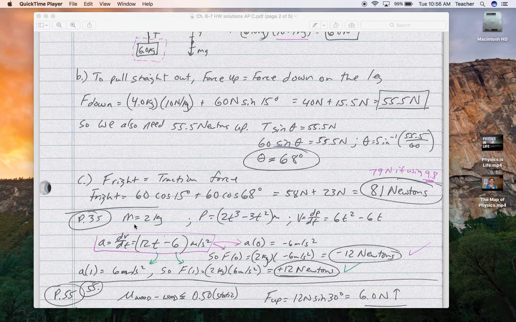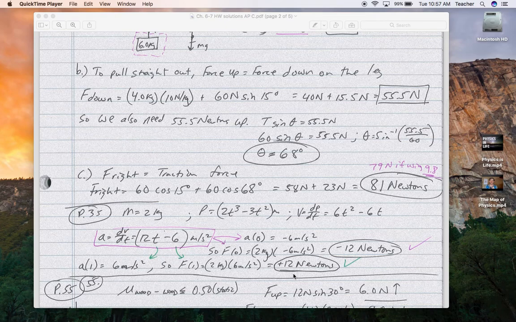For problem 35, it gave me an acceleration, a position function. So to figure out the net force at the different times of 0 seconds and 1 second, I need to find the acceleration function. So I take the second derivative of position, so take the velocity derivative, and then the acceleration is the derivative of velocity. Technically, I think you could put d2p over dt squared or something like that. And so that gets me this equation. So when I plug in 0 seconds, I get negative 6 meters per second squared, and therefore negative 12 newtons. At positive 1 second, I get 6 meters per second squared, so positive 12 newtons.